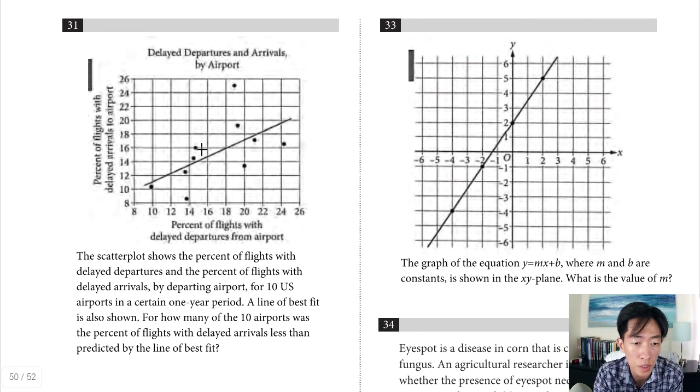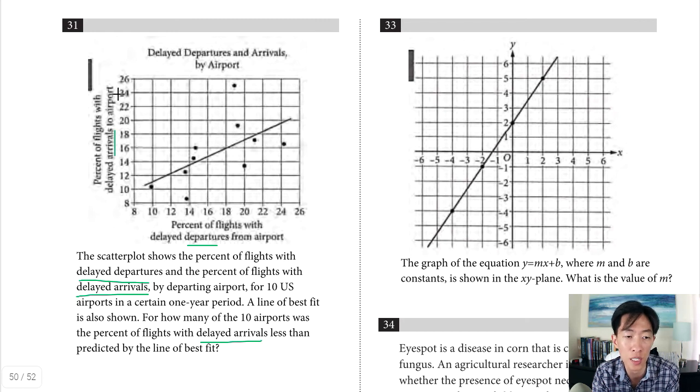Question 31, we've got this scatter plot. It says the scatter plot shows the percentage of flights with delayed departures and the percentage of flights with delayed arrivals by departing airport, for 10 US airports in a certain 1-year period. So each of these dots is presumably an airport. A line of best fit is also shown. For how many of the 10 airports was the percent of flights with delayed arrivals less than predicted by the line of best fit?